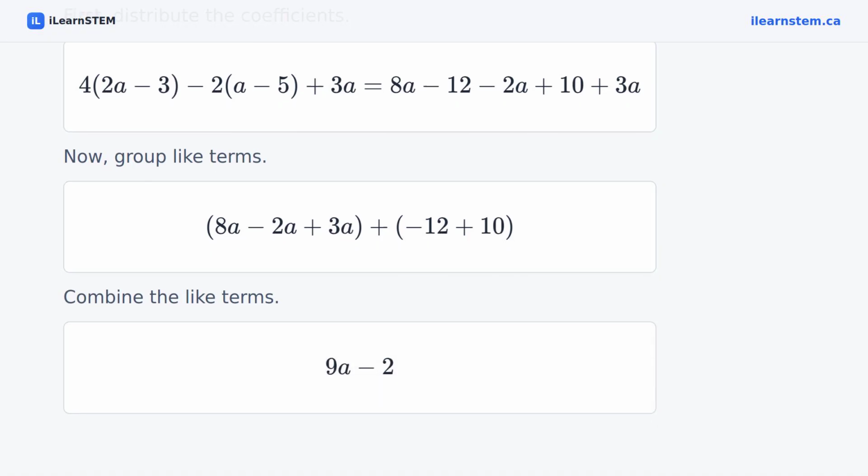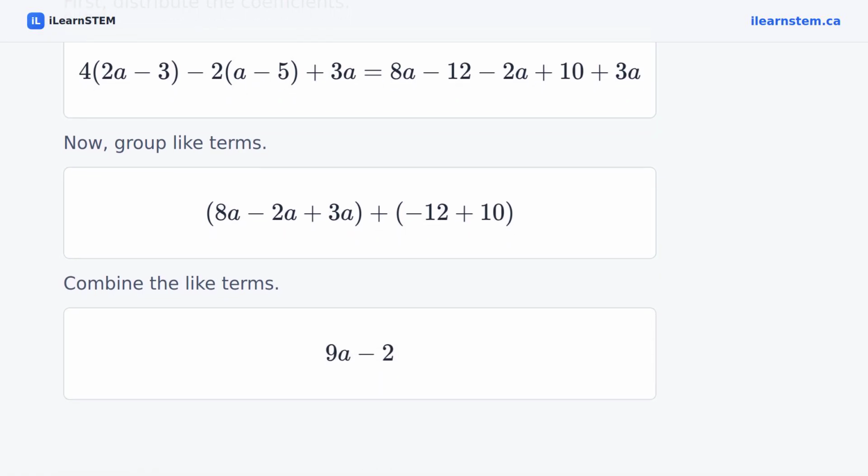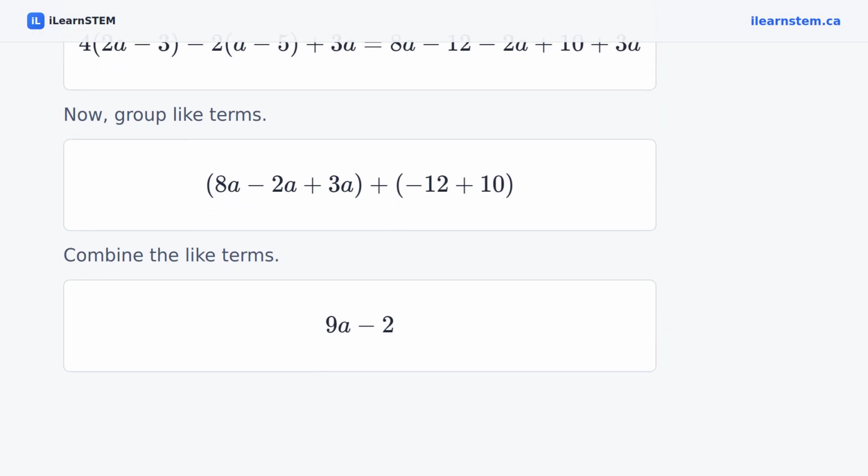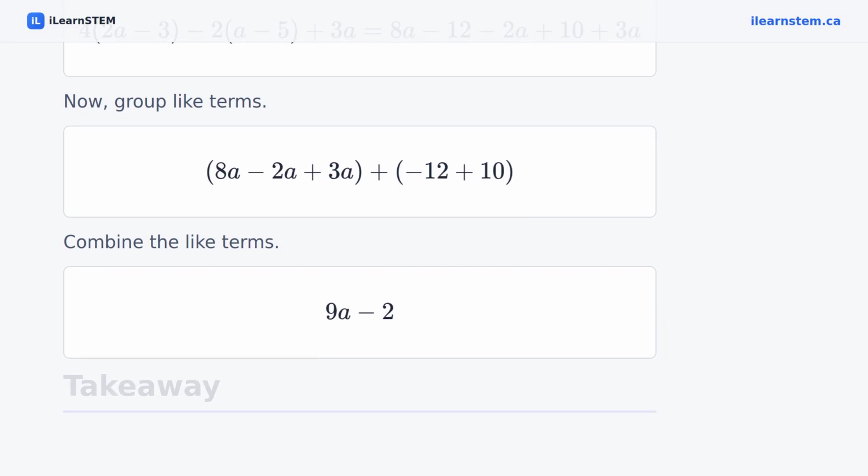8a minus 2a is 6a, plus 3a is 9a. Negative 12 plus 10 is negative 2. So the simplified expression is 9a minus 2. Remember to distribute carefully and combine only like terms.